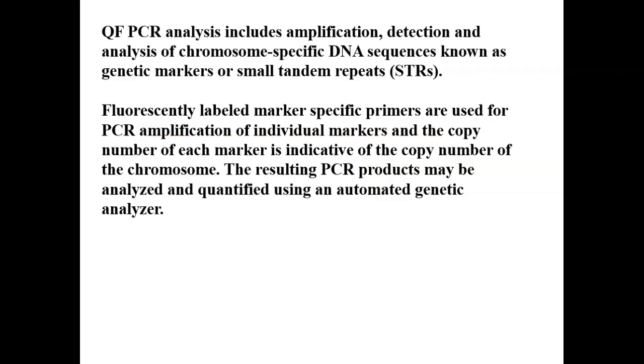The first example of what I want to talk about a little bit is something called QFPCR. It basically stands for quantitative fluorescent PCR. And what you're really doing is you are amplifying a known genetic marker or an STR, which is a short tandem repeat, on chromosome specific DNA. And so the difference here is that primers are labeled with a fluorescent marker and amplified to determine copy number. And we use this mostly for trisomy.